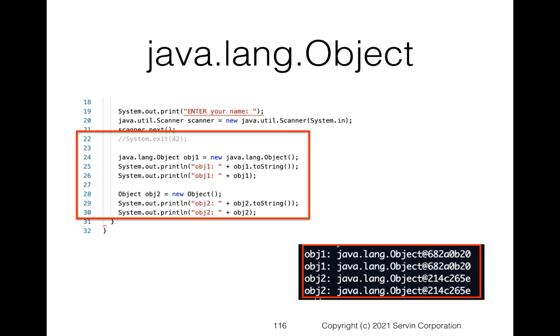We do that for one object, obj1, and we do it again for obj2, just to show we've created two different instances of objects. You can see in the output, obj1 and obj2, although they are both of the same class, that is java.lang.Object, are at different locations in memory. That is, one has @ with one address and the other one has @ at the other address. So the same class, but two different instances.